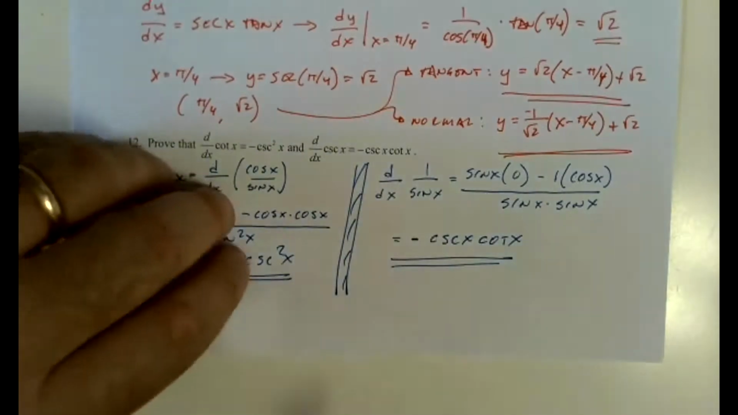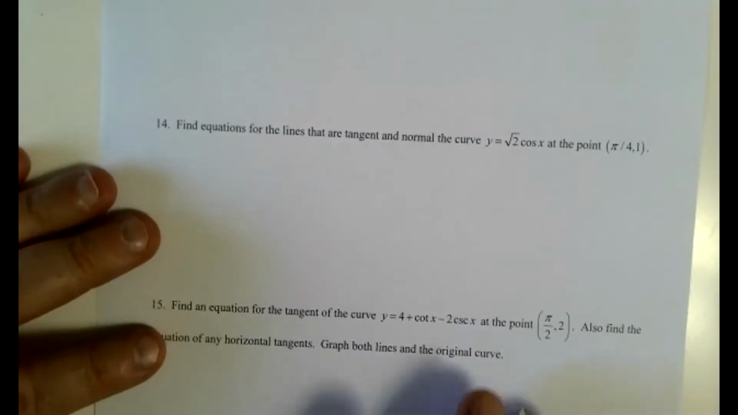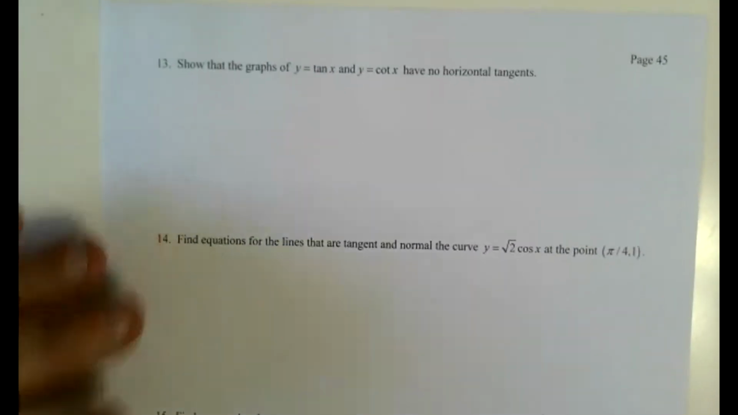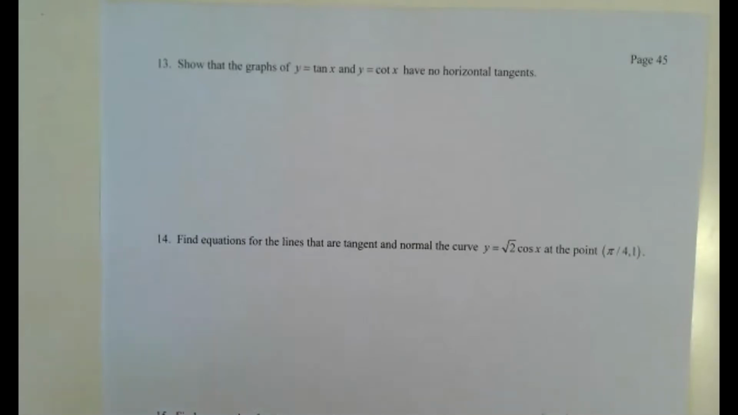All right. It's all good practice. Show that the graphs of tangent and cotangent have no horizontal tangents. I do not know what that could possibly mean. Yeah, I guess you're right.